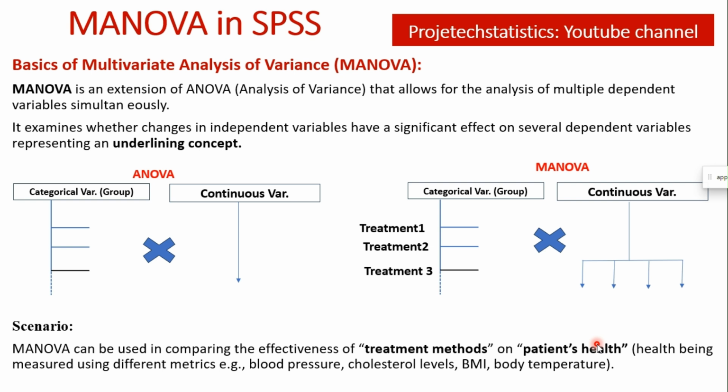So this is a situation where we deploy MANOVA most of the time, because we are not interested in a single dependent variable as we did in ANOVA, but we are now interested in the underlying concept, which is the patient health, and which is not being measured directly, but you have to measure other metrics that will make up the underlying concept, which is the patient health.